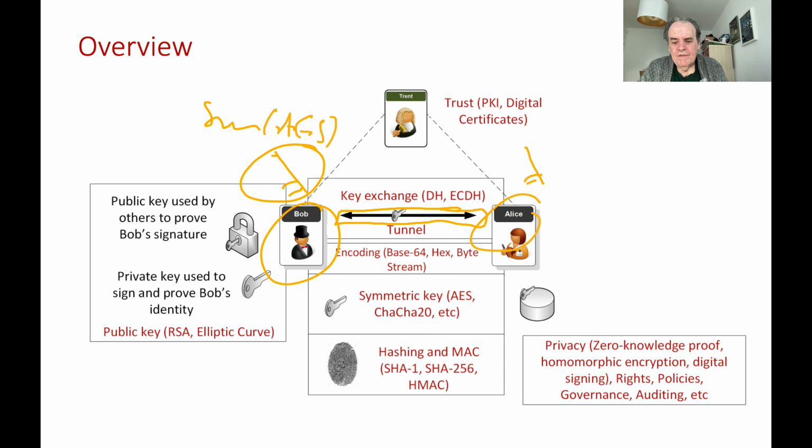So the problem that we have is, how do we get the key from Bob to Alice? One way we'll find is with public key encryption, but the more typical way is that we have a key exchange method where Bob and Alice can openly communicate and then both derive the same shared key in the end.